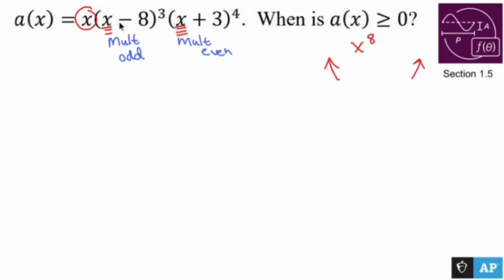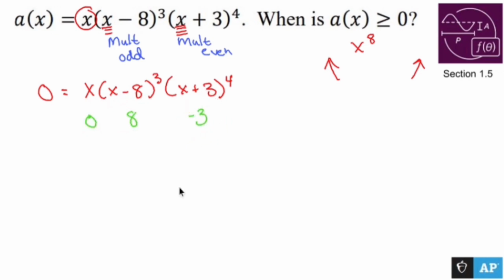Okay, what's going on in between is found by doing this. What I need to do next is I need to find my zeros. So again, I have x, (x minus 8) cubed, and (x plus 3) to the fourth. My zeros are 0, positive 8, and negative 3. So let's draw ourselves a sign graph. Magic happens at negative 3, at 0, and at 8.